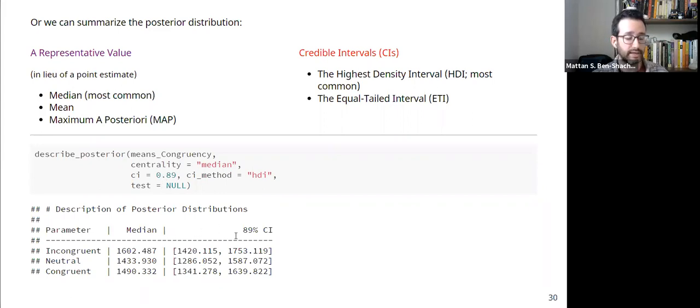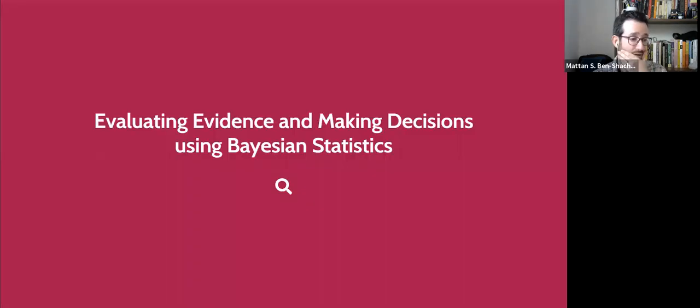So this is the result we get. For example, we can see that for the mean of the incongruent condition, the most probable values are between 1.4 seconds and 1.7 seconds, with a median value of 1.6 seconds, and so on. The same thing we can see for the neutral and congruent conditions. So that is that. Okay, finally, evaluating evidence and making decisions using Bayesian statistics.